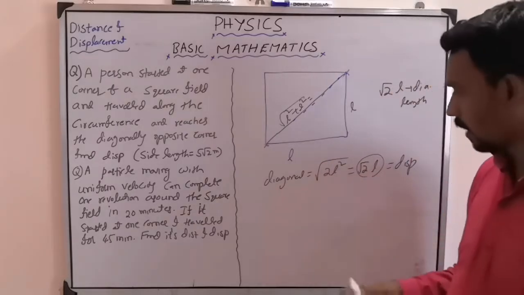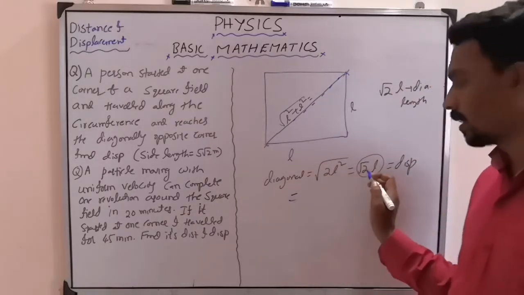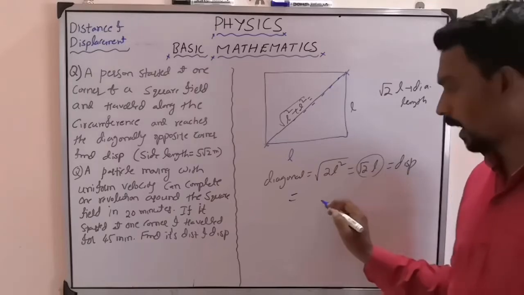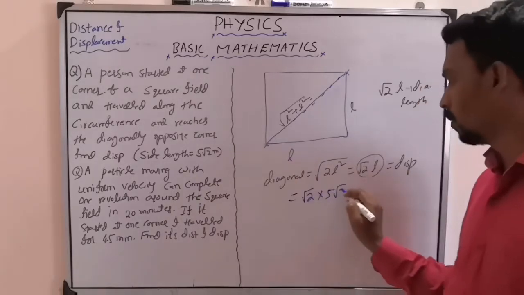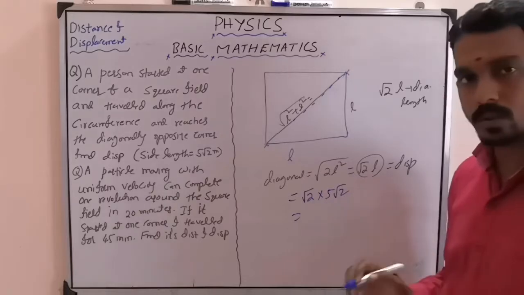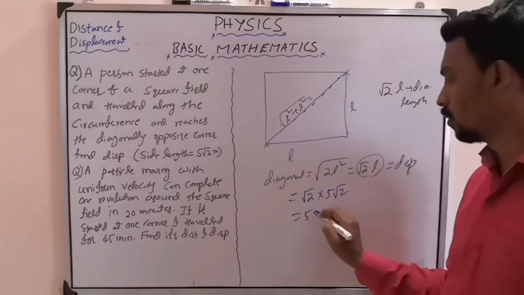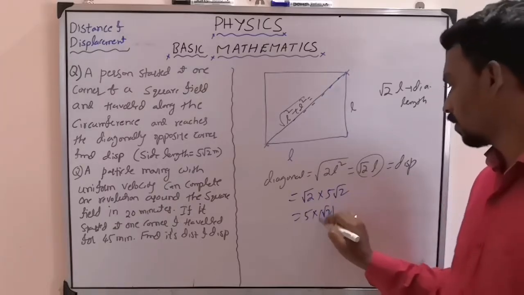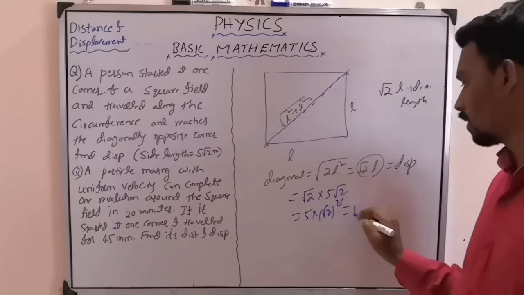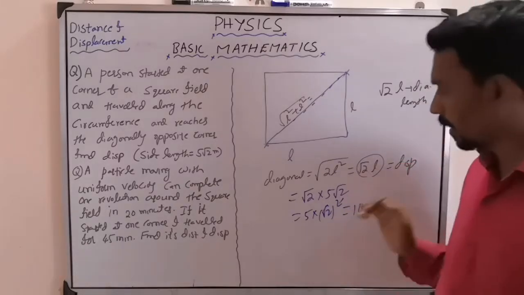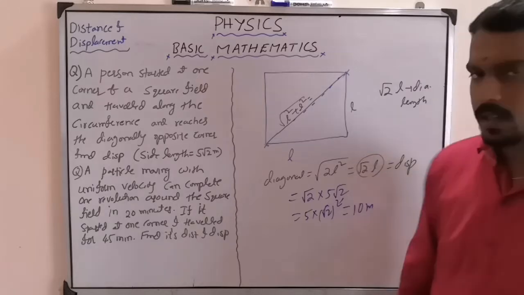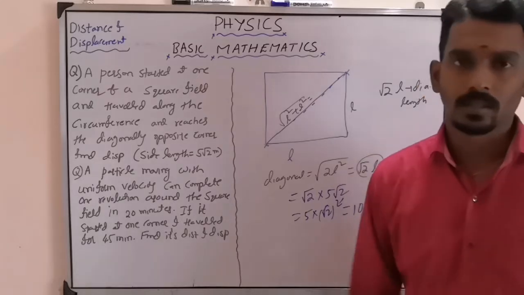So what will the final answer be? The diagonal length is nothing but root 2 L, that is nothing but the displacement. Root 2 times 5 root 2. So root 2 into root 2, root 2 squared, will become 2. So 5 times 2 is 10 meter. So what is the displacement? 10 meter. So this way you please try to solve the questions.